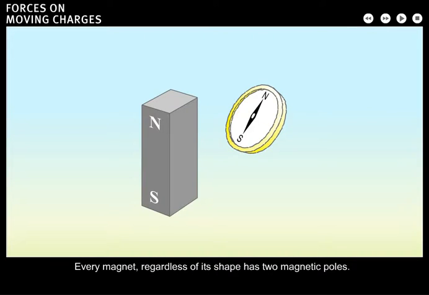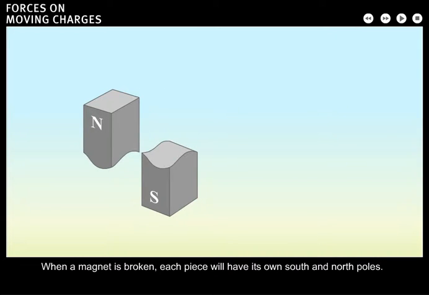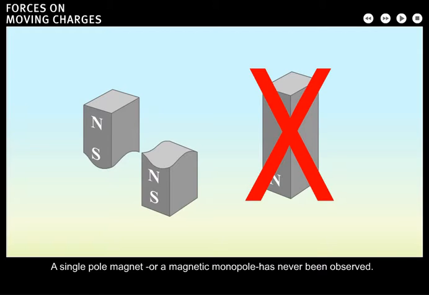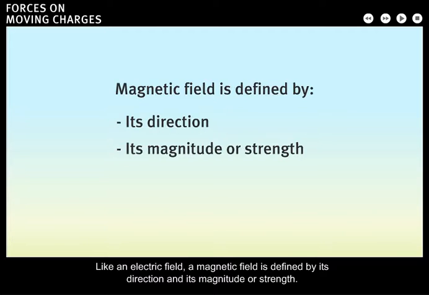Every magnet, regardless of its shape, has two magnetic poles. When a magnet is broken, each piece will have its own south and north poles. A single-pole magnet, or a magnetic monopole, has never been observed. Like an electric field, a magnetic field is defined by its direction and its magnitude or strength.